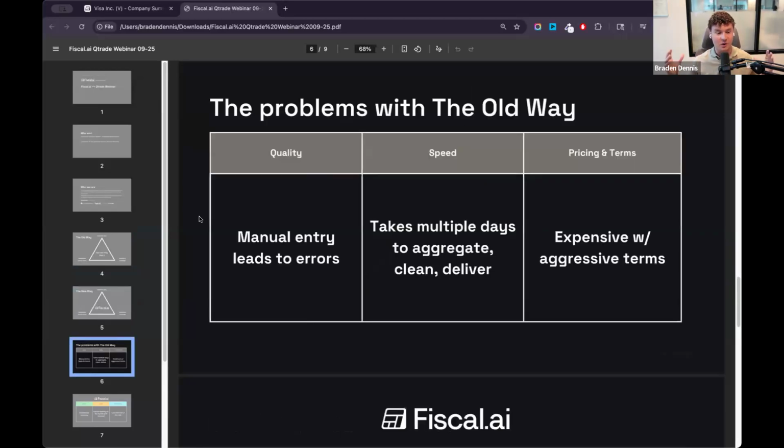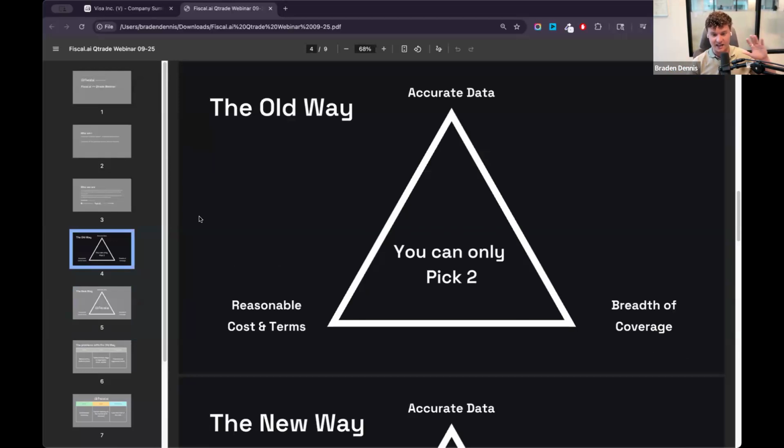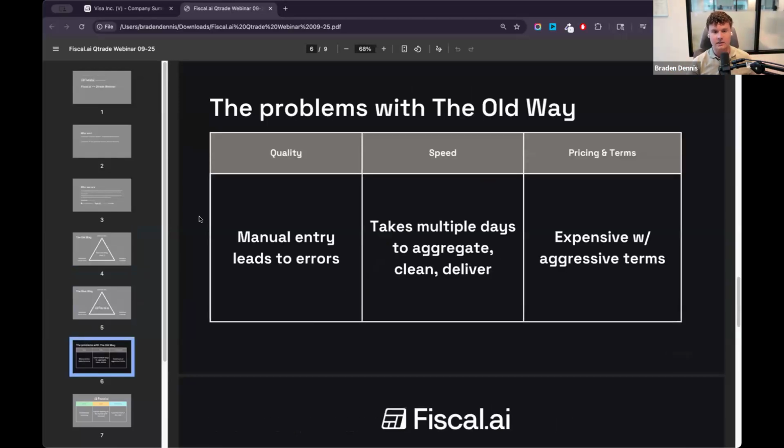And the reason you can only pick two is that this has all been done manually. Filing comes in, left screen database, right screen information, punching in the information. And that leads to a lot of errors, a huge delay to aggregate the data from when it's actually available in the public domain, and very aggressive and expensive terms.